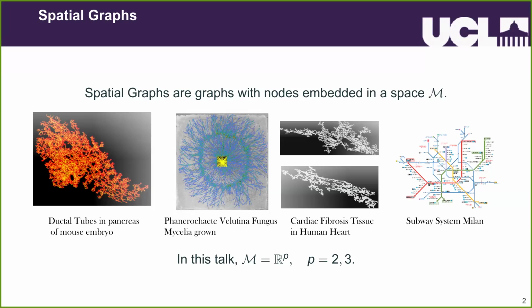The third type of data that can be represented or modeled as spatial graphs are, for example, very porous and irregular tissue. Like, for example, this is a cardiac fibrotic tissue that if you skeletonize it, you can describe it as a spatial graph structure. And the last example are, for example, transport networks. Okay? So this type of data arises in many different types of applications.